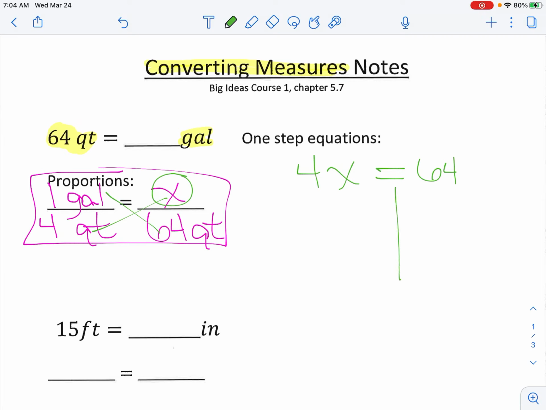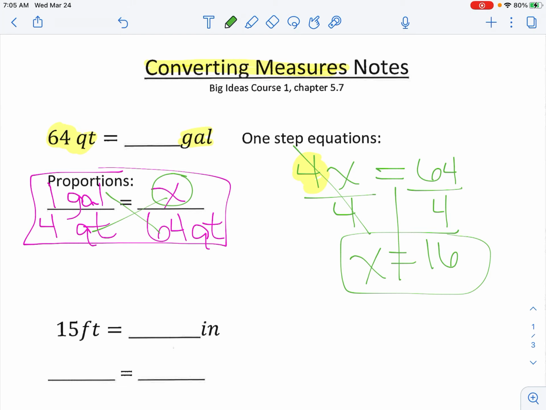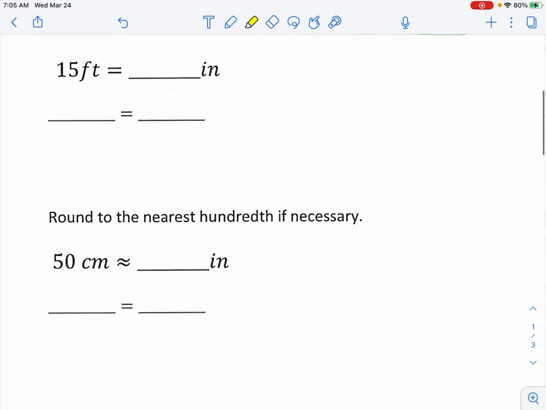Draw your mirror. Find your coefficient. You have to divide by the coefficient. So we're going to divide by 4 on both sides. On the left, 4 divided by 4 is 1, so that cancels. Go to your calculator. 64 divided by 4 is 16. So now we're going to take this answer and put it up here. 64 quarts is equal to 16 gallons.